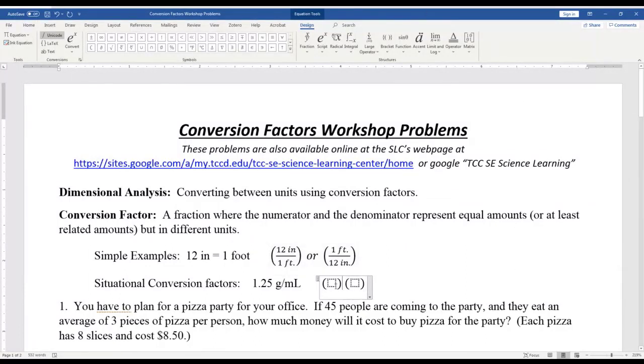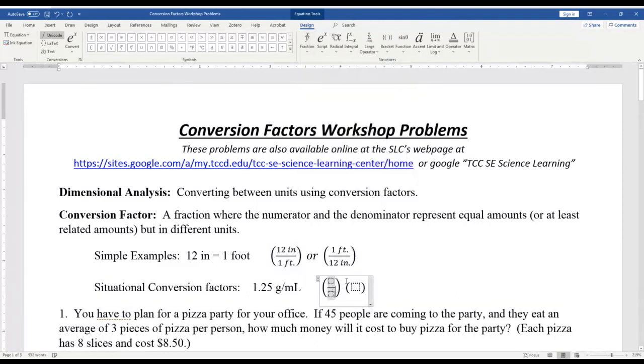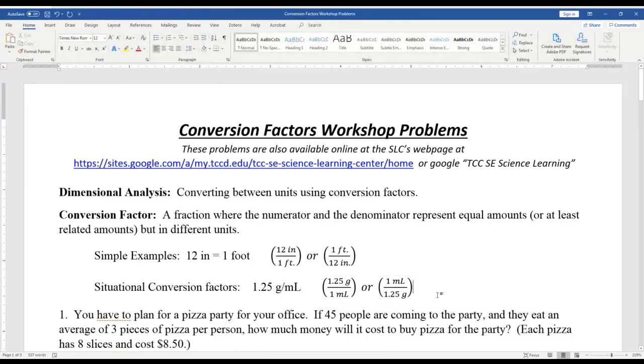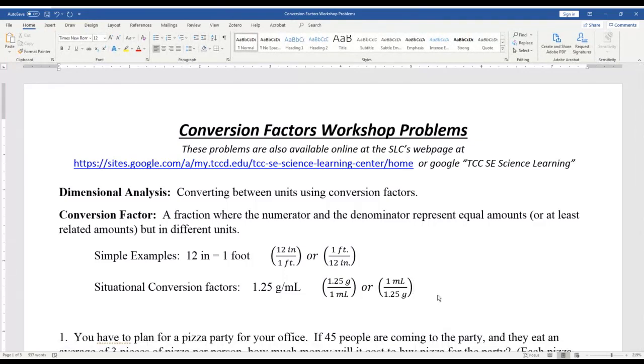Let's see. Where is it? There we go. Okay. So I could write this as 1.25 grams on top and 1 milliliter on the bottom, or rather 1 milliliter on top and 1.25 grams on the bottom. Either one of these is a valid conversion factor, but you'll use whichever one is appropriate to what you're starting with and what you're trying to convert to. Okay, so this is an example of some conversion factors.